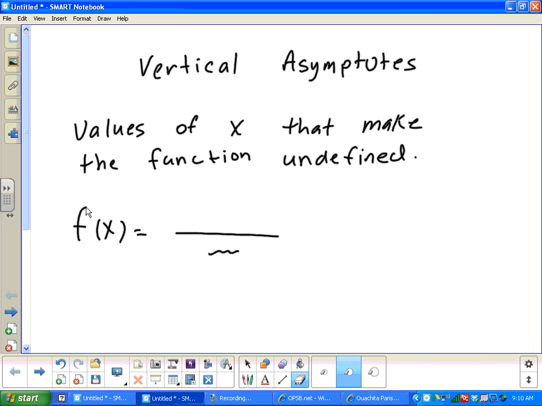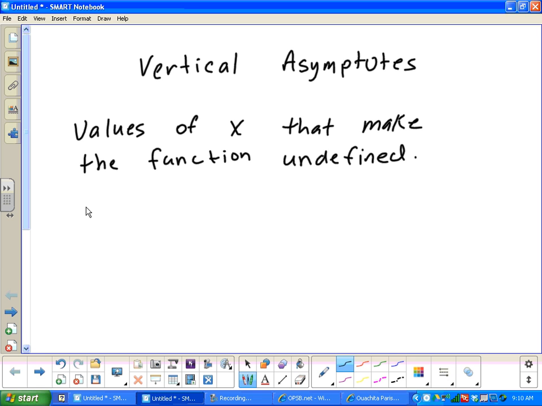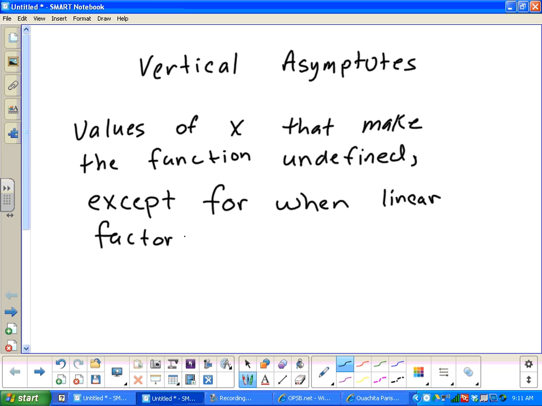Now, we'll see this a little bit better when we do an example. Now, there's an exception to this, okay? And so I probably should put a comma right here and say, all right, except for when linear factors cancel, okay? And this is kind of hard to describe here, okay?